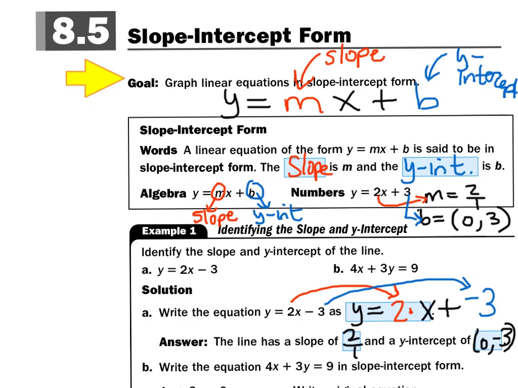Okay, take a look at example 1, letter A. Identify the slope and the y-intercept. So we would write the equation y equals 2x minus 3 as, and remember, add a line, change the sign. So it's y equals 2x plus negative 3. We'll just look at the number in front of the x. That's our slope. So the slope is 2, or 2 over 1 as a fraction. And then look at the number that's being added. That's our y-intercept. So that would be written as 0, negative 3.